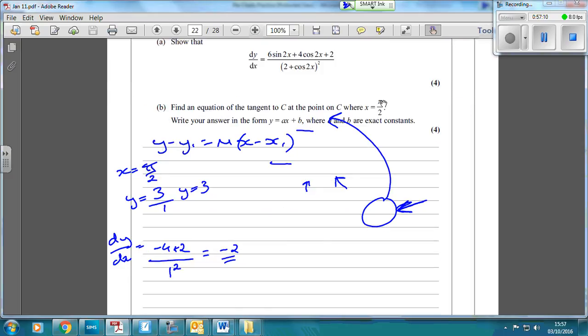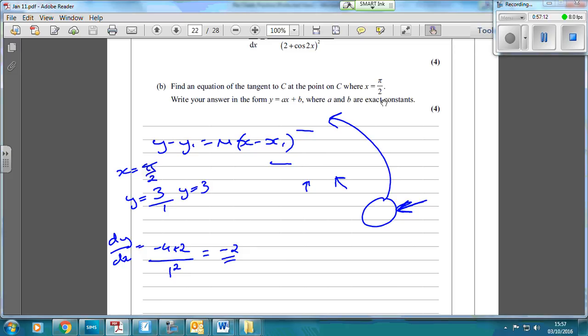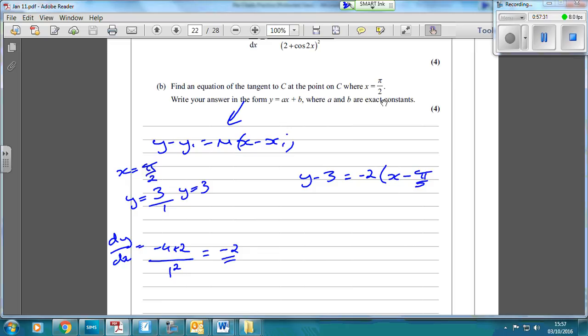Once we've done that, we can substitute that all into our thing that we use so much in C1, which is y minus y1. So that's going to be y minus 3 equals gradient, which is minus 2, bracket x minus x coordinate, which is pi over 2. y minus 3 equals minus 2x plus pi, and y equals minus 2x plus pi. And that's it.